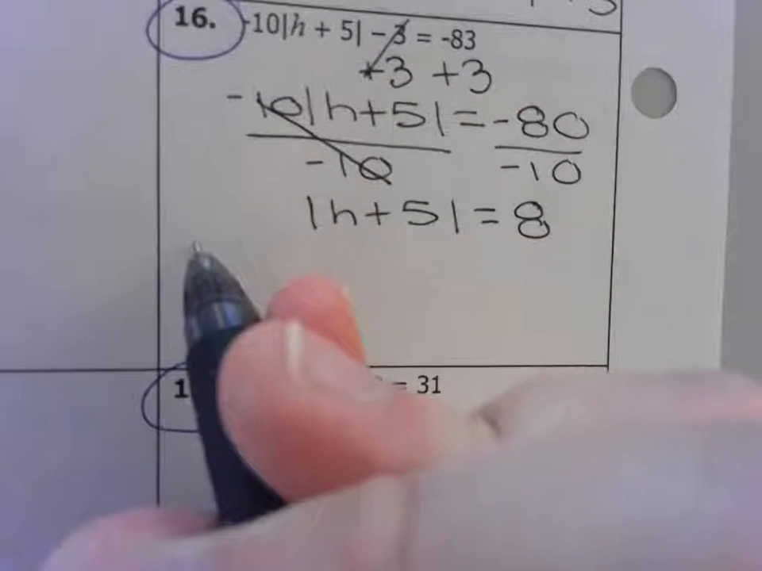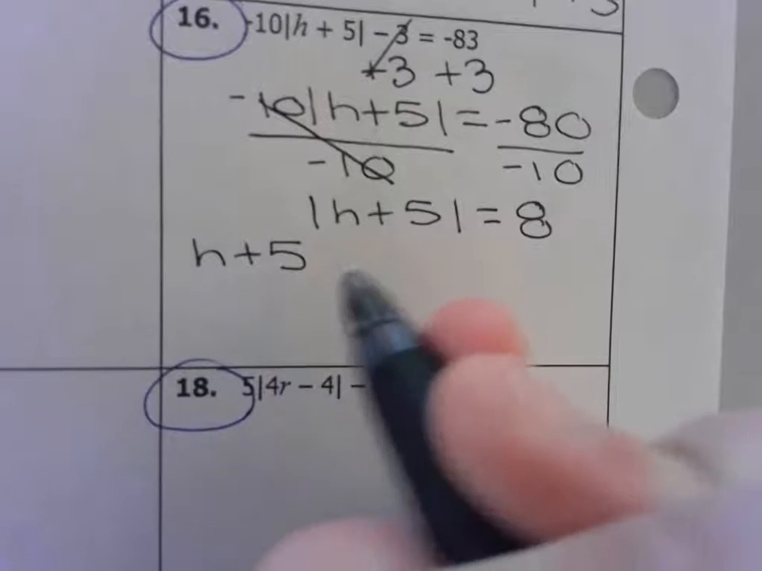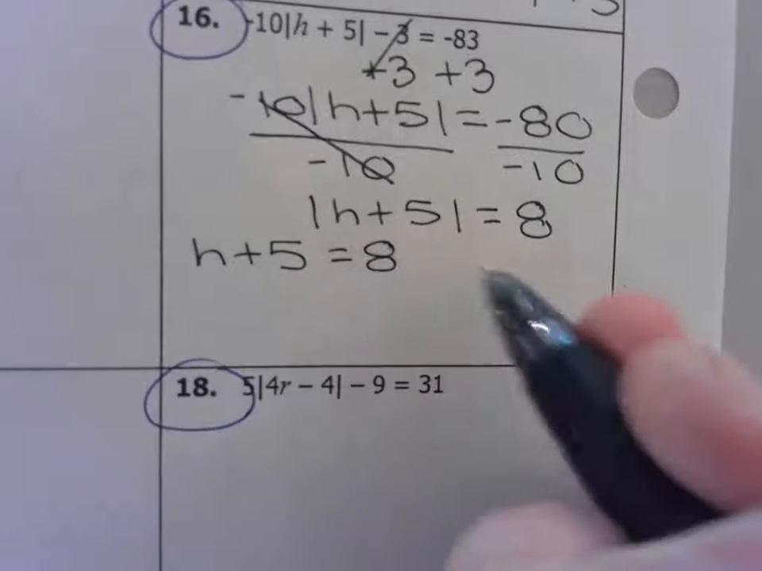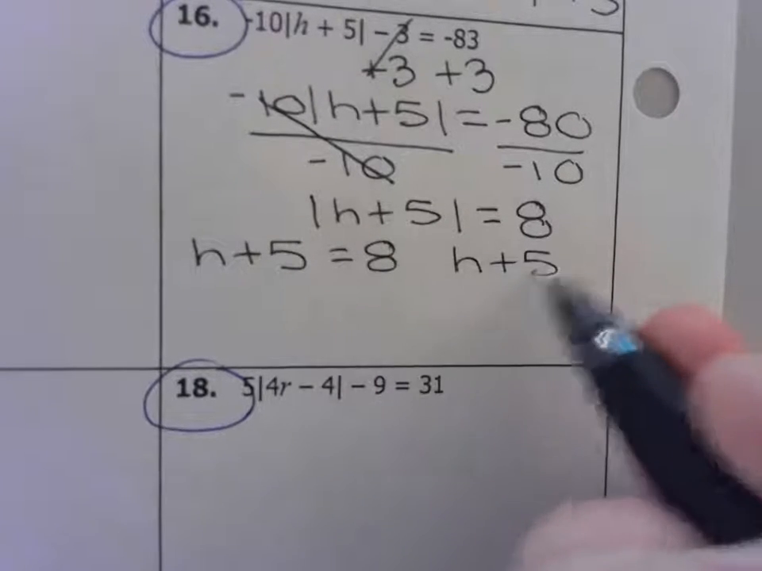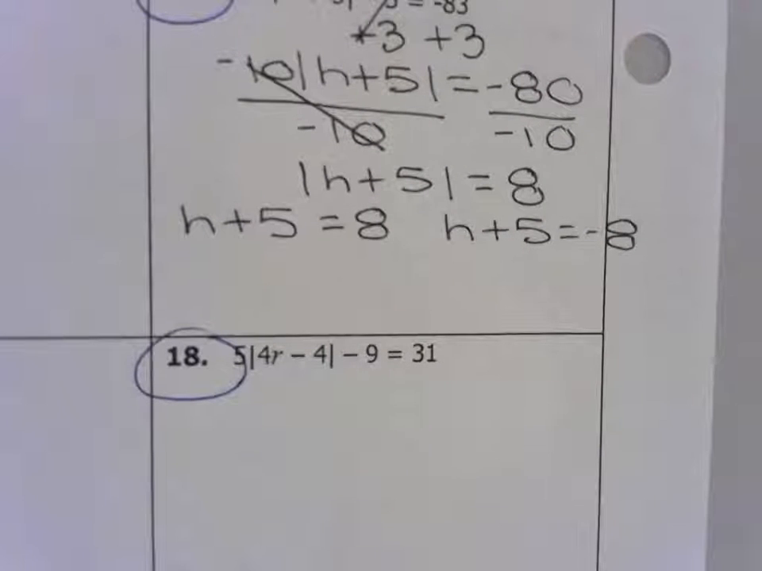You set it to negative or positive? Yep, take the inside, h plus 5, and set it equal to a positive 8, and take h plus 5 equal to a negative 8. And I lose the absolute value when I split it into 2. So I've lost the absolute value. Now we have two simple equations you know how to solve.